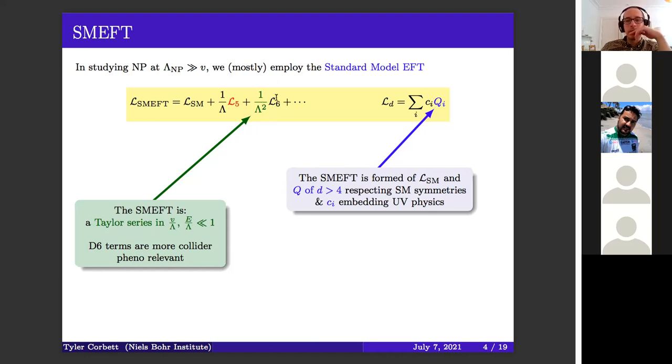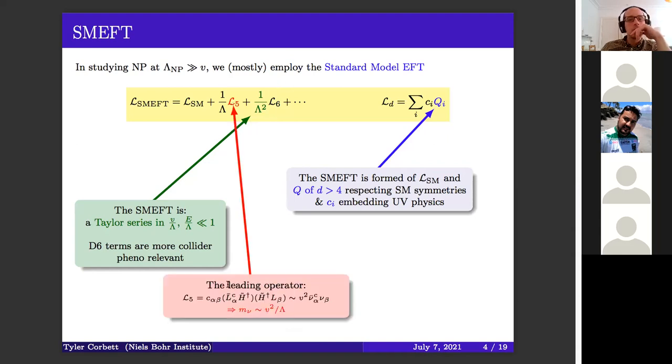These dimension 6 terms that are here are more collider phenomenology relevant. But this dimension 5 term is the leading term in the standard model EFT. And it's called the Weinberg operator typically, and it actually gives you neutrino masses. So this is what I'm going to focus on for most of this talk.